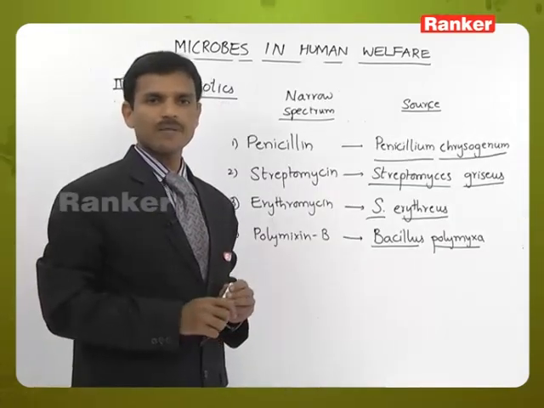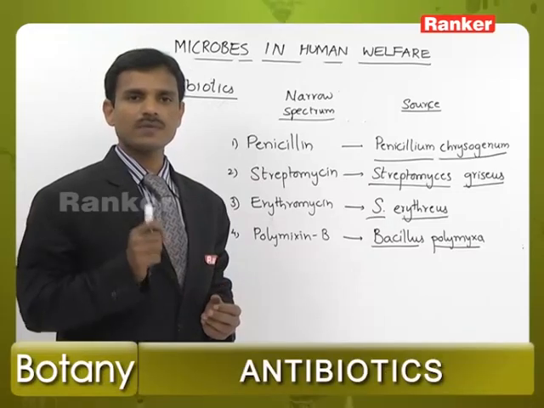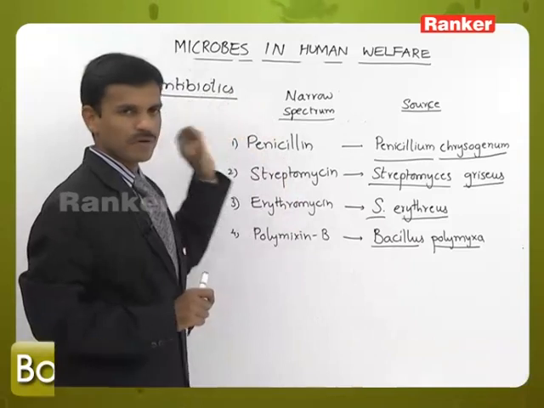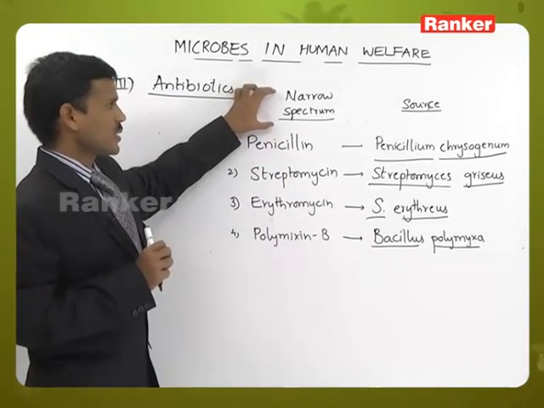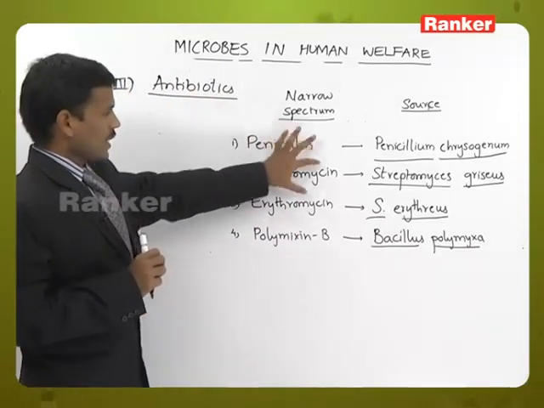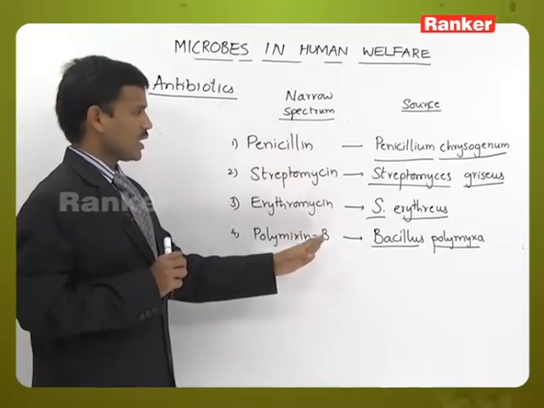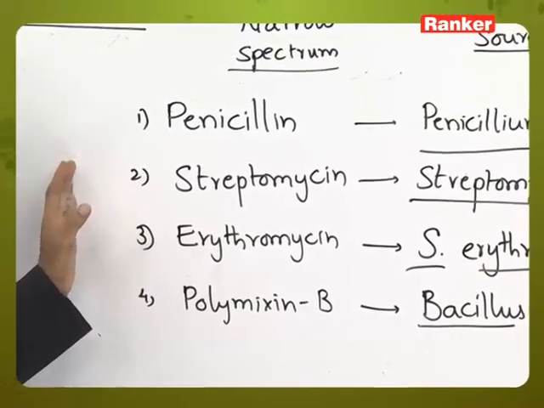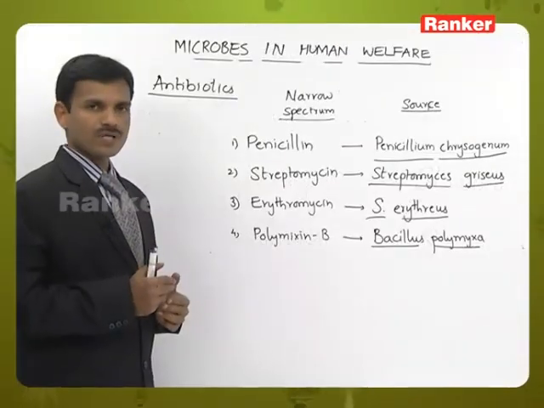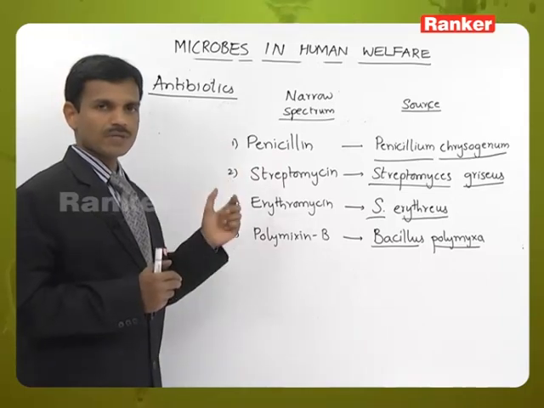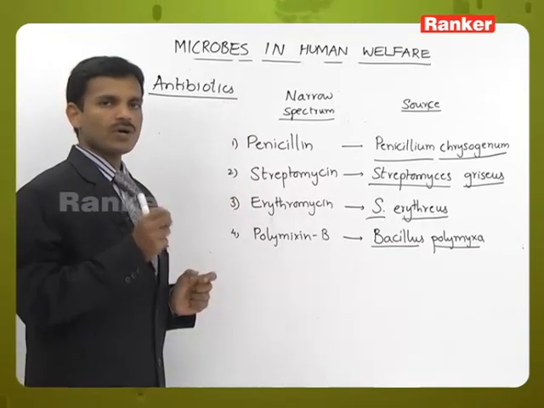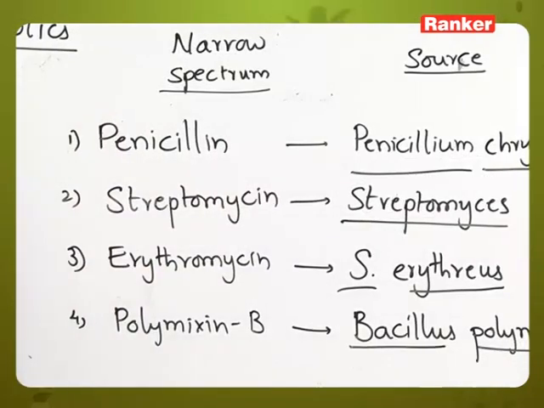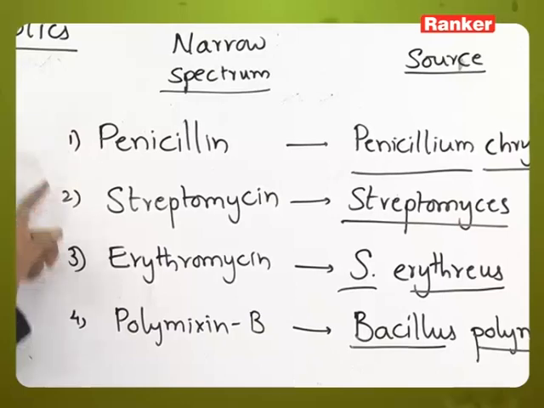Narrow spectrum antibiotics kill only some specific pathogenic organisms. Only one type or a few types of bacteria or pathogenic organisms are killed by these narrow spectrum antibiotics. So broad spectrum antibiotics can kill different types of pathogenic organisms, but narrow spectrum antibiotics can kill only one specific or a few specific pathogenic organisms. So these are some narrow spectrum antibiotics.